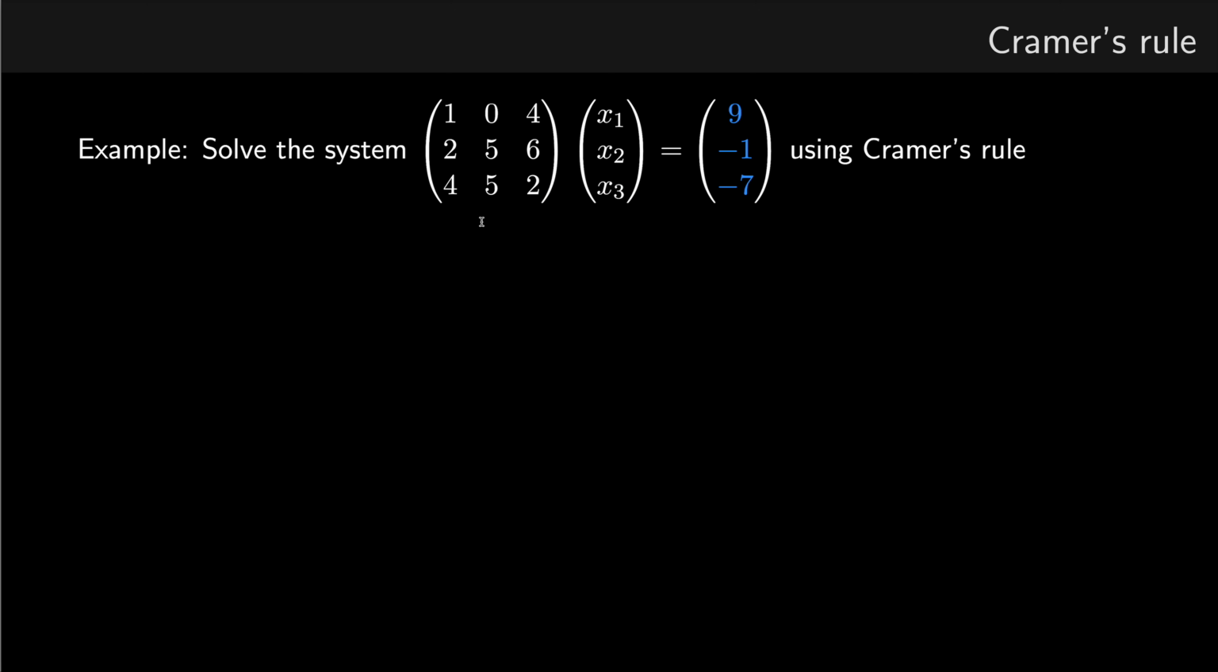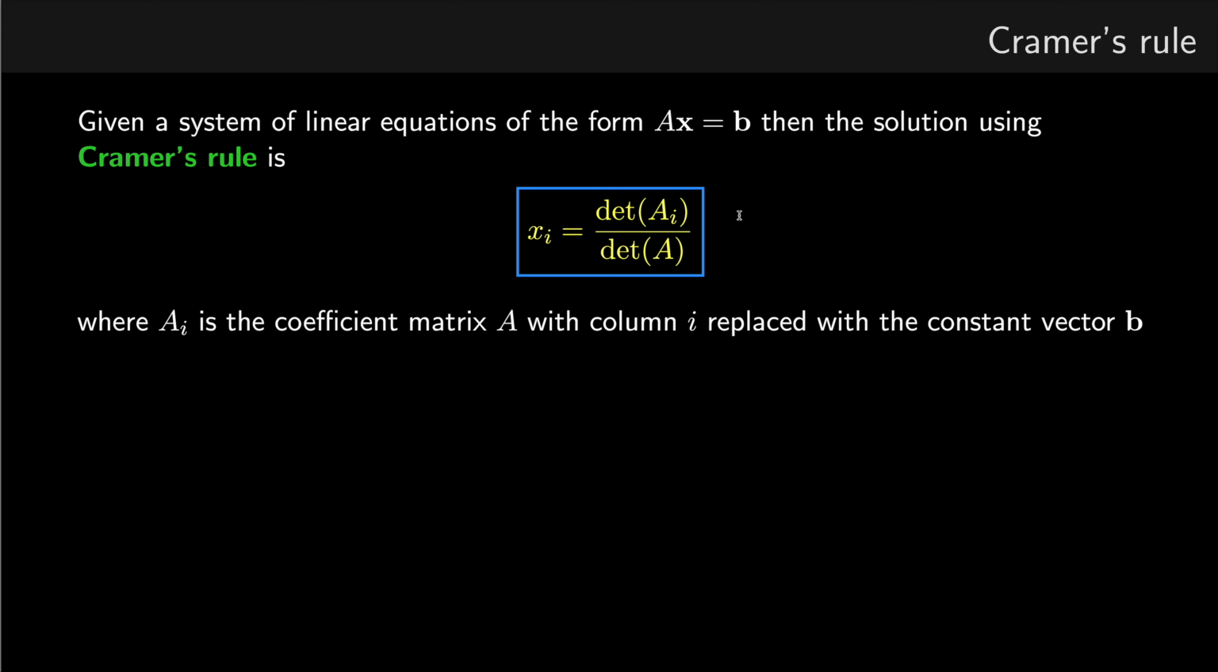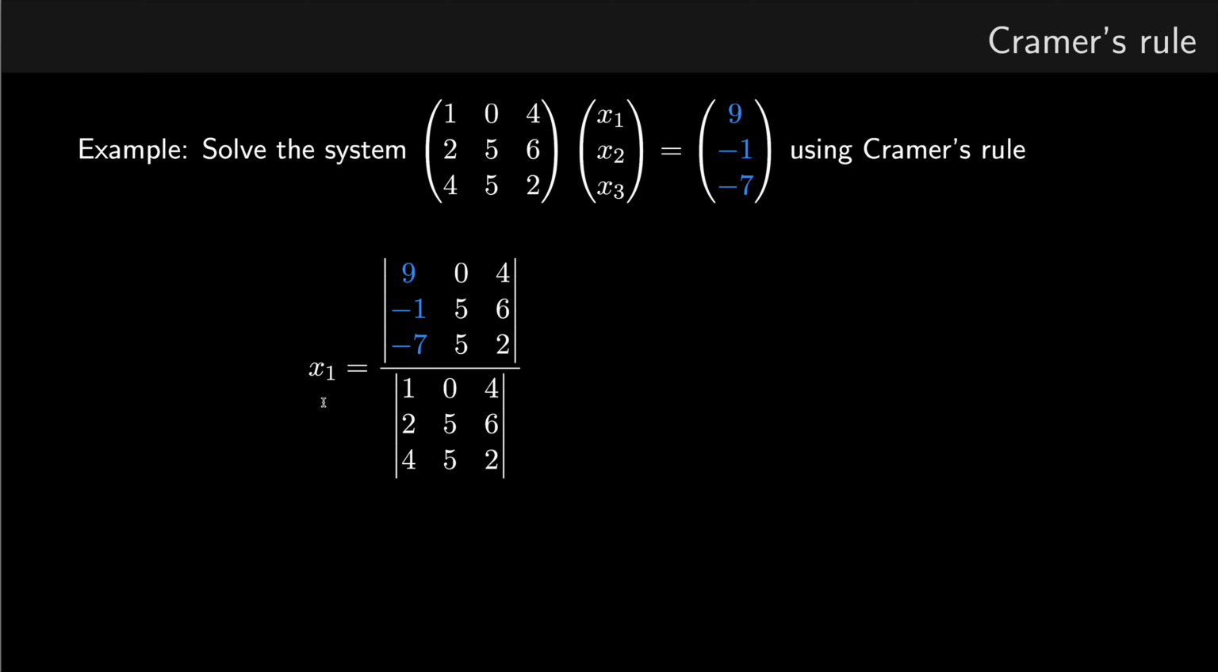So here I'm going to solve this system using Cramer's rule. If I go back to the previous slide, it all revolves around this Ai. So remember, this is the coefficient matrix A with column i replaced by the constant vector. To solve for x1, we replace the first column of A with values from the constant vector. The other two columns just remain the same. So in the numerator we have the 3 by 3 determinant A1, and in the denominator we have the 3 by 3 determinant, which is just the determinant of our coefficient matrix A.